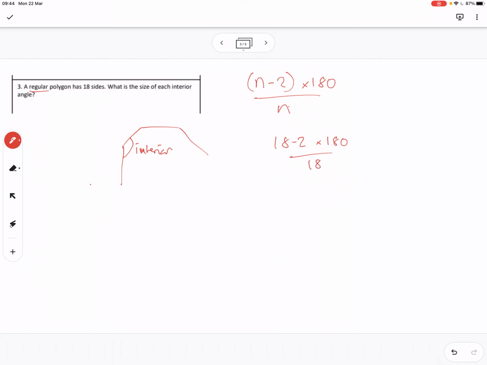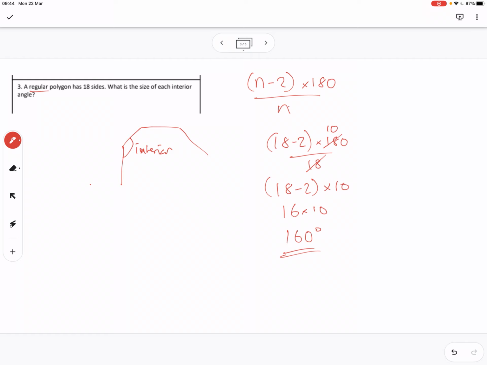Now what I notice is that I've got 180 on the top and 18 on the bottom. So I'm just going to cancel these out and end up with 18 minus 2 times 10, 16 times 10, 160 degrees. So my 18 sides, that's probably why this was chosen, has come out quite neatly, 160 degrees for each interior angle. And that's using this formula that you need to remember.